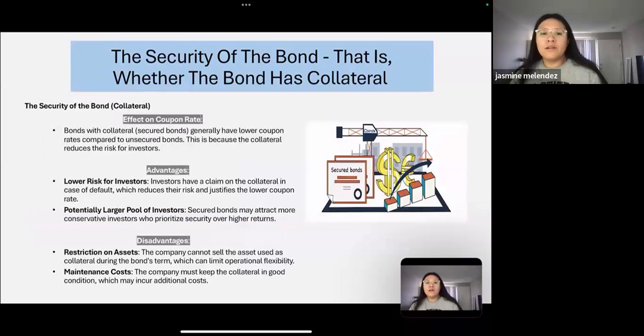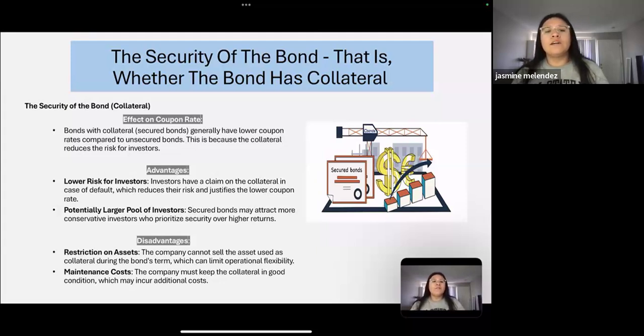So I will be going over the security of the bonds, basically if the bond has collateral. So to begin with, bonds with collateral basically means that it's a secured bond. And that generally also means that they have a lower coupon rate compared to bonds that are unsecured. That is because the collateral reduces risk for investors. So it's basically low risk, low investment, low return.